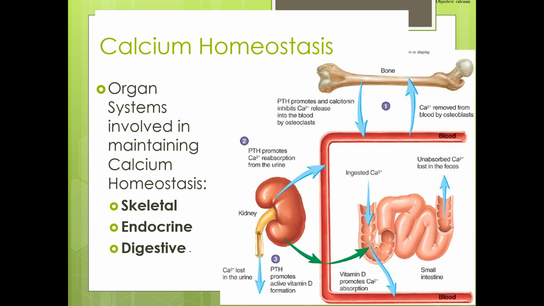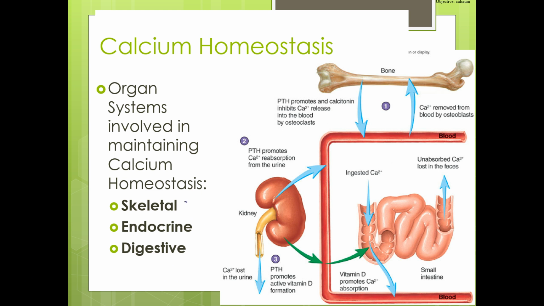Okay, calcium homeostasis. Calcium is needed for, we mentioned the nervous system. It's needed for the skeletal system. It's needed for the circulatory system. It's needed for the muscle system. So it's needed for a lot of systems. So it's very important to have certain levels of calcium in the blood, which means there are many systems helping maintain the levels of calcium in the blood. So there are 3 systems that we're going to talk about that help maintain the amount of calcium that's needed for the blood.